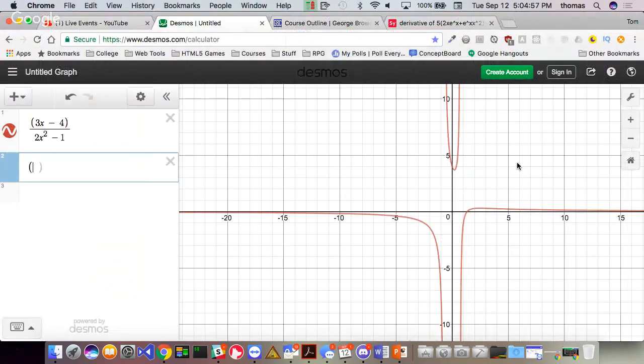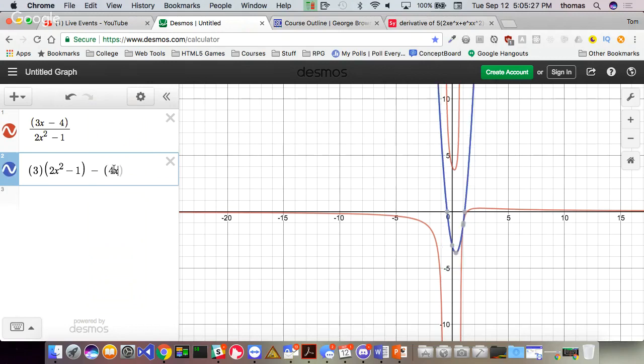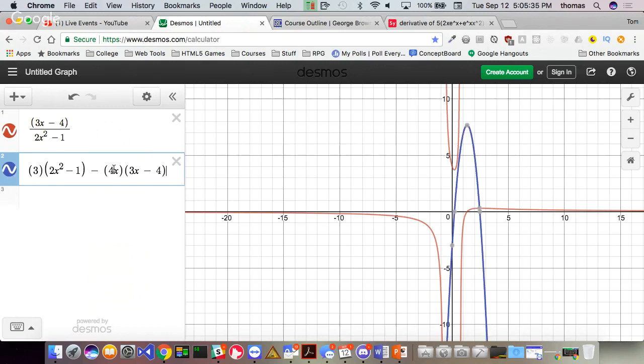So derivative of top, let's try this first. So 3x times bottom, so 2x to the 2 minus 1, minus, did I do it right? Oh, that was right. Derivative of top is 3, times bottom, minus derivative of bottom, so 4x, times top, which is 3x minus 4. And then all over the bottom squared.